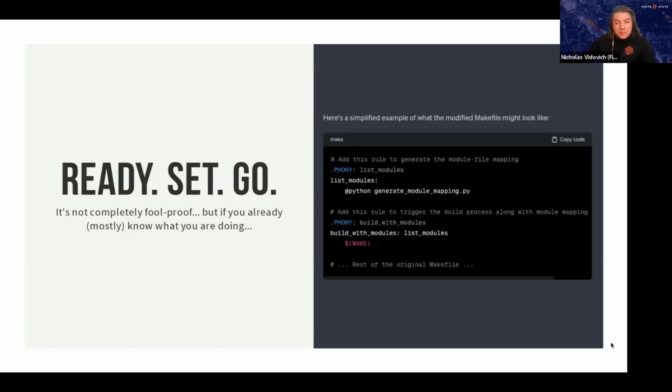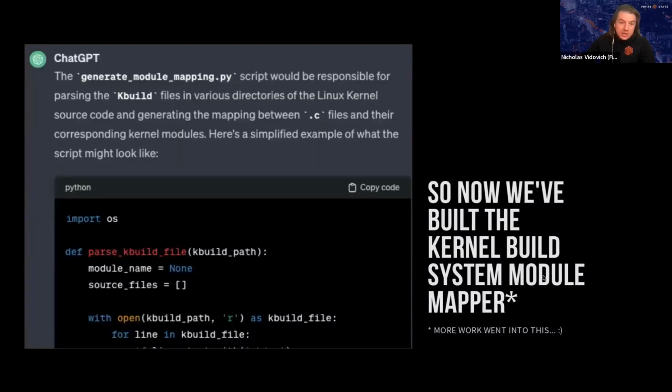I put a note here that it's not completely foolproof. If you already know what you're doing, this can really help you. It's not necessarily going to give you the exact answer. Depending on which day you're watching this, however many months into the future, the developments in this space are really happening so quickly. It's incredibly exciting. But maybe I shouldn't say anything in absolutes at the moment, just so that we're all clear that the tools right now got me really far along the way. I didn't have exact answers coming out of this, but that comes back to my background and my expertise that led me to build this.